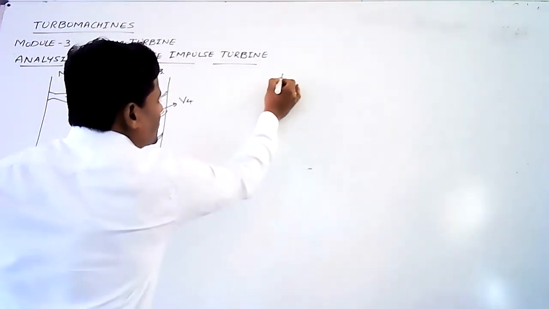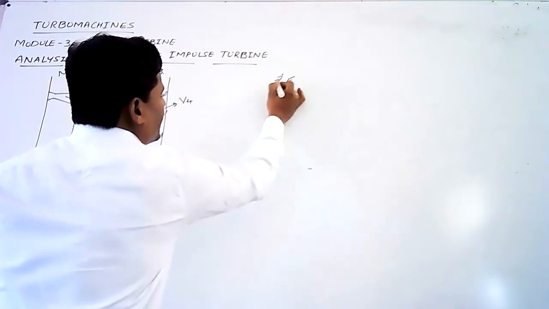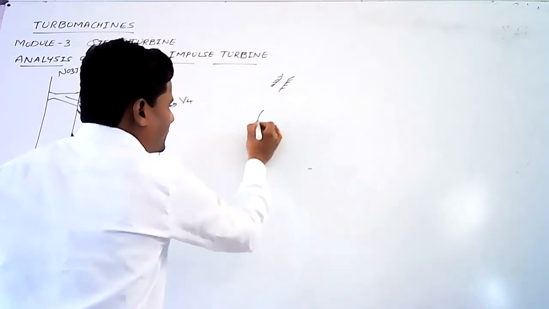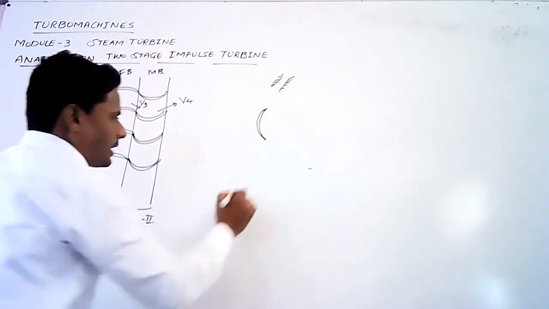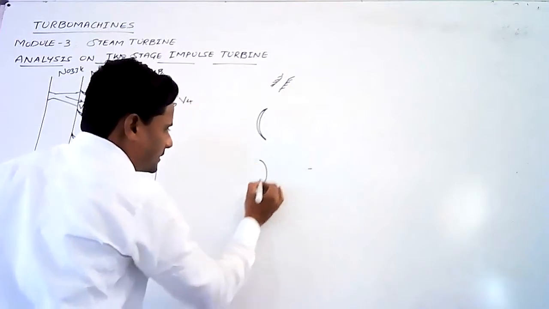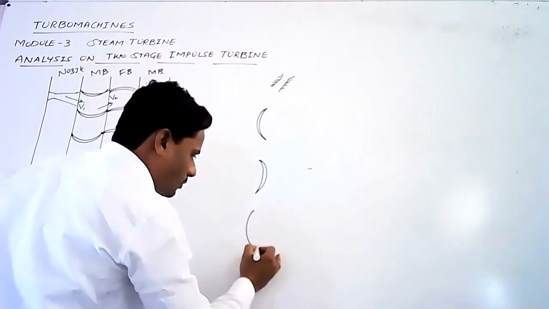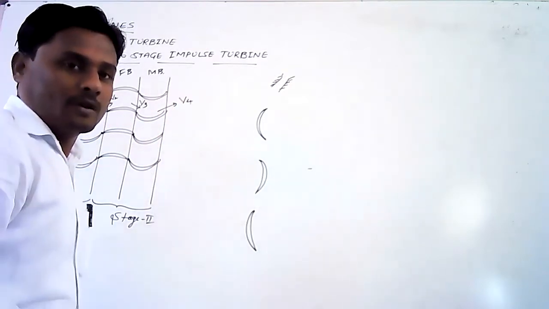The first flow we have the set of nozzle here. This is a nozzle which is completely insulated. Next, we have the set of moving blades. This is the row of moving blade. Next, we have the set of fixed blades here. This is a set of fixed blade. And lastly, we have the set of moving blades again. This is the moving blades.